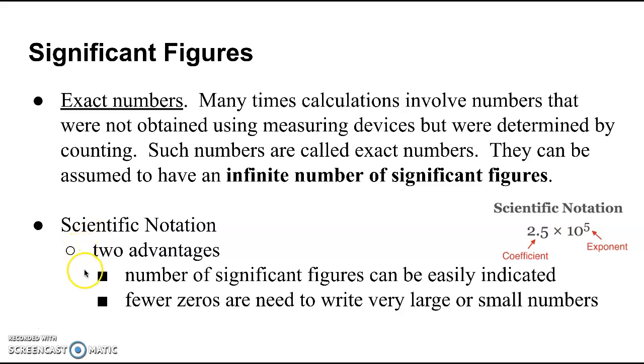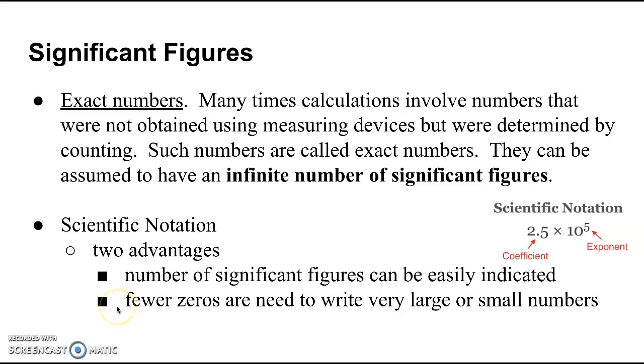So, 2 advantages. It helps you with the number of significant figures. You can easily indicate that. If you look at this scientific notation number, you only look at the coefficient, sometimes called the base number right here. So that would be 2.5, which has 2 significant figures. You don't look at the 10 to the 5th. That has no impact on the number of significant figures.